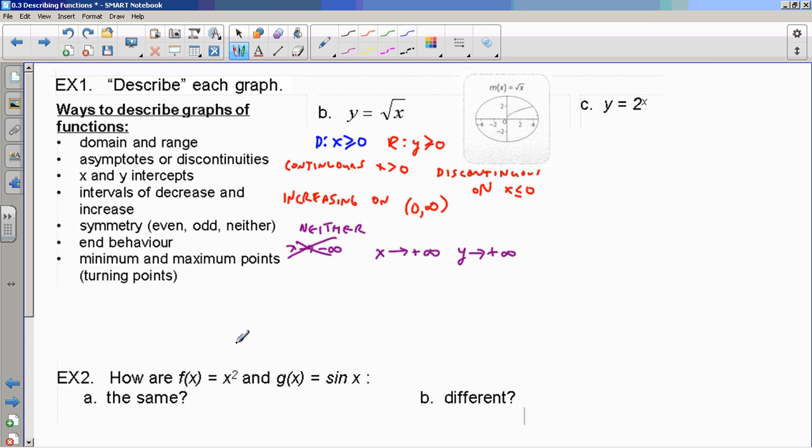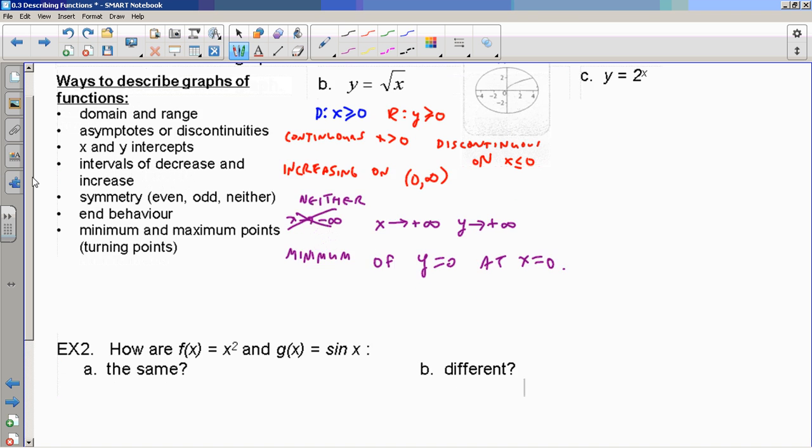Oh, sorry, minimum and maximum points. This has a minimum, doesn't it? Minimum of y equals 0 at x equals 0. No maximum, right? Because it keeps going forever. And again, I'm skipping A and C because you're going to have to do it for the homework anyway.